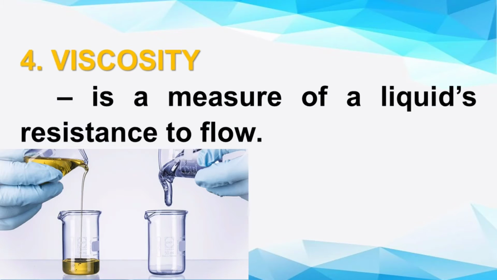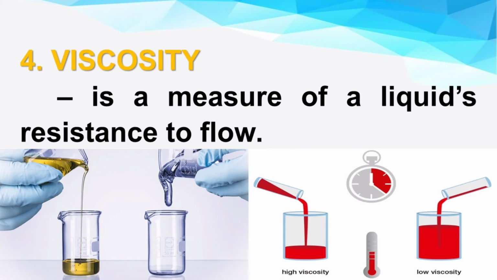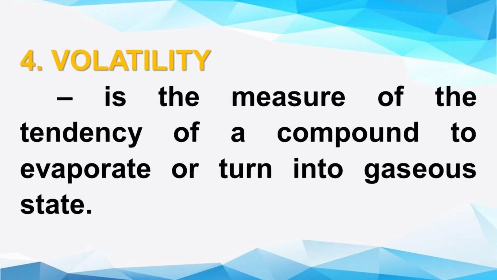Fourth property is a measure of a liquid's resistance to flow, and it is called viscosity. Makikita natin dito na yung isa ay mas malapot at mas mahirap mag-flow kaysa yung isa. Others are also measuring the time it takes for a liquid to flow, for them to determine which is more and less viscous.